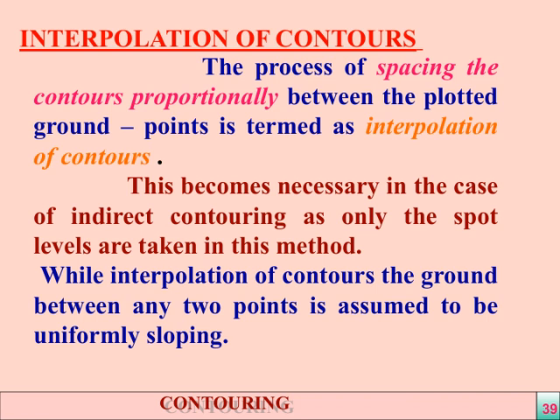During interpolation, we assume that the ground between any 2 points is uniformly sloping. This assumption simplifies the calculations and allows us to estimate the position of the contours accurately. By doing this, we ensure that the contours are evenly spaced and proportionate, which is crucial for accurate mapping and analysis. This step is important because it bridges the gap when direct measurements aren't available for every point, making our maps more precise and useful. It's a key part of the contouring process, helping us visualize the terrain effectively, even with incomplete data.